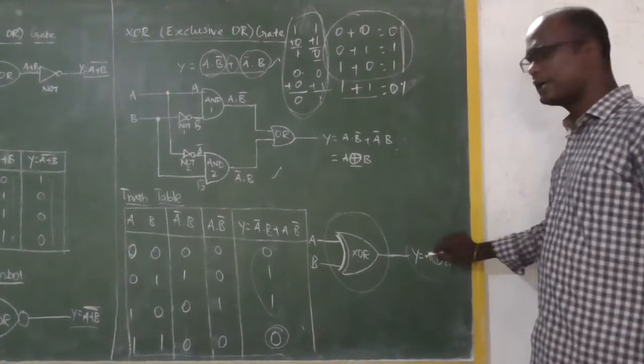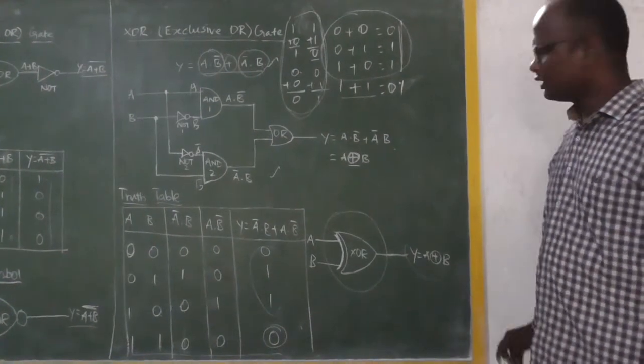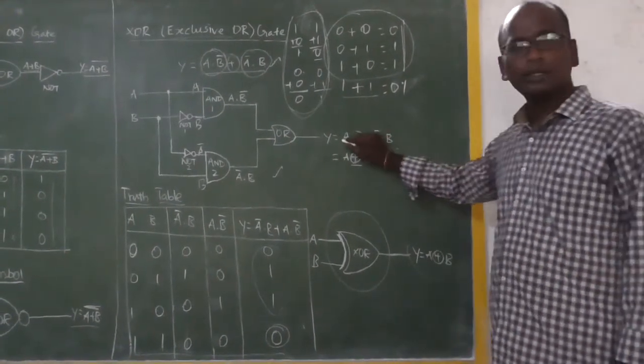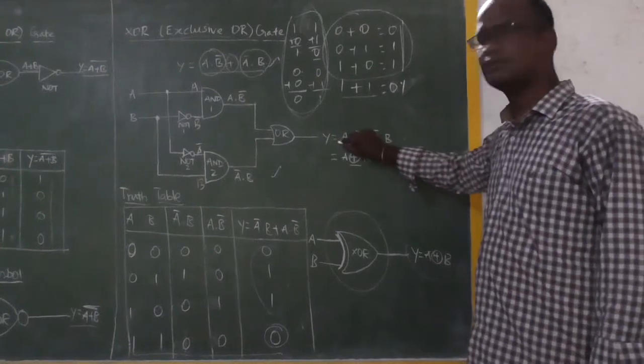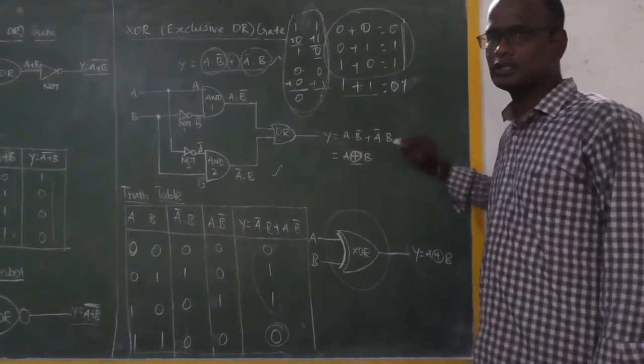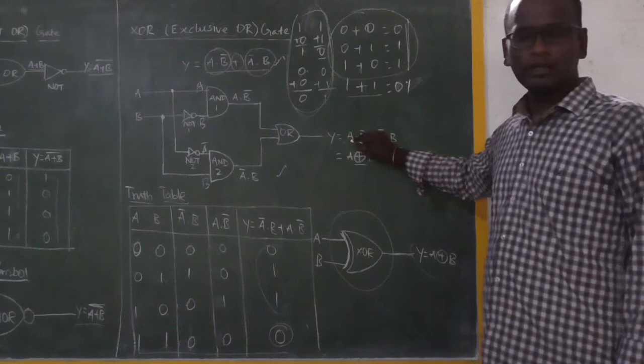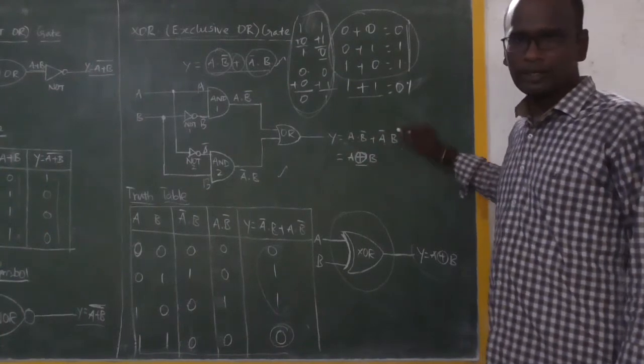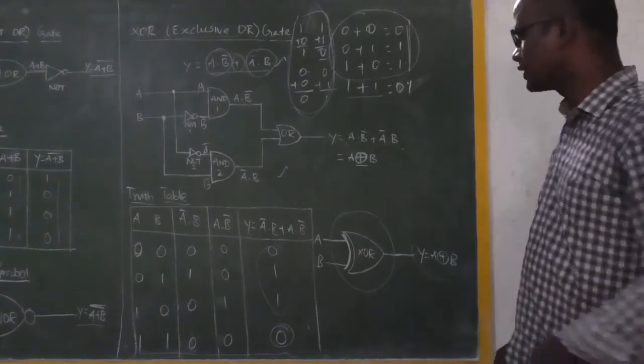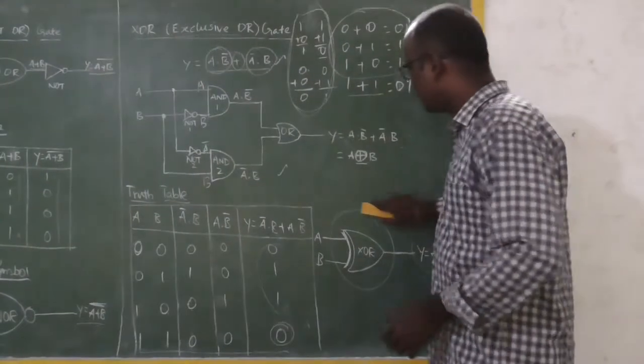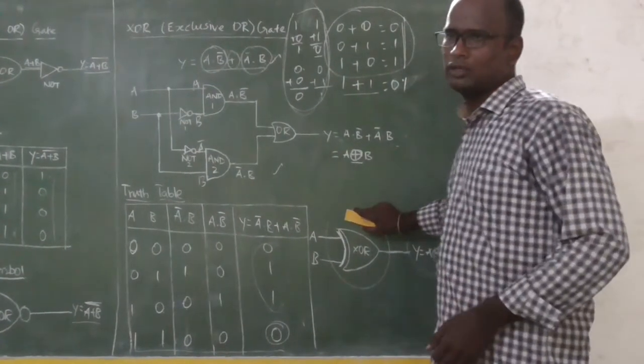This is the circuit symbol of the XOR gate, and it will produce y is equal to a direct sum b. Here a direct sum b is the exact result of an XOR gate, that is a dot b bar plus a bar dot b. Okay, understand? Next, what is the XNOR gate?